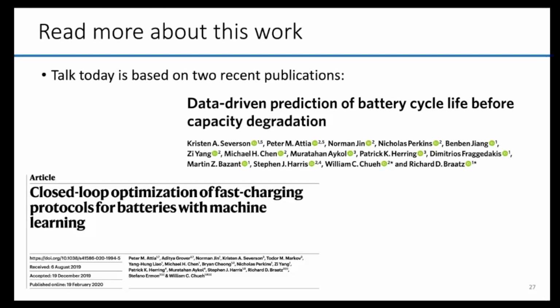Were the best protocols found by ML coherent with experimental expectations? Oh, sorry, Kiana, can you say it again? Sure. Were the best protocols found by ML coherent with the experimental expectations?